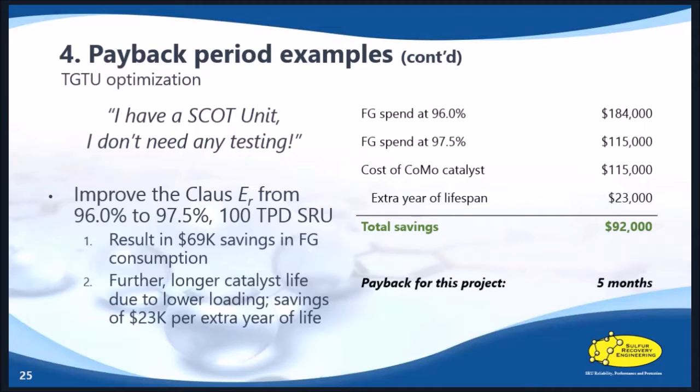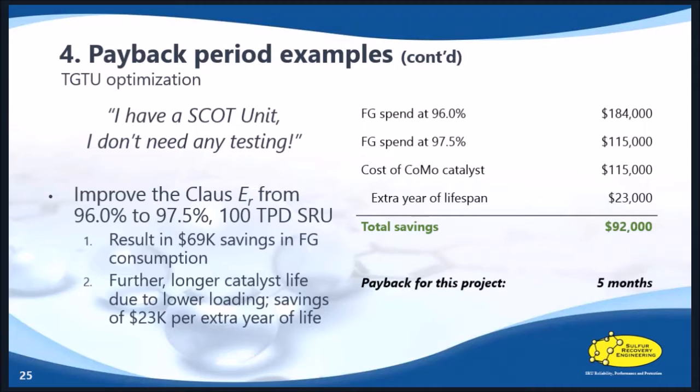So if we break it down, fuel gas, what we would spend at 96%, $184,000. What we would spend if we're at 97.5% in our Claus unit reduces down to $115,000. Now the cost of our CoMo catalyst, let's say for example for this 100 tons per day unit, say for example it's $115,000, and it'll get, for example, a 5-year lifespan. Each extra year that we can get that catalyst to live longer is pretty much $23,000 that we're keeping in our pocket. So in total, we're saving $92,000. The payback for this type of project would be 5 months.